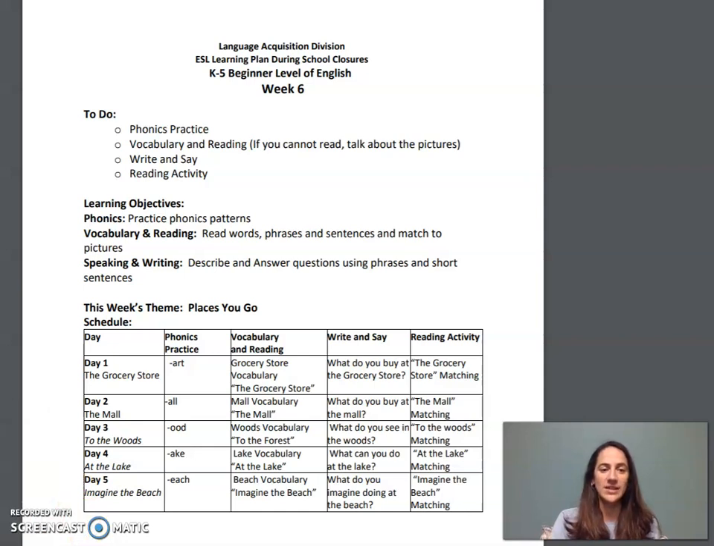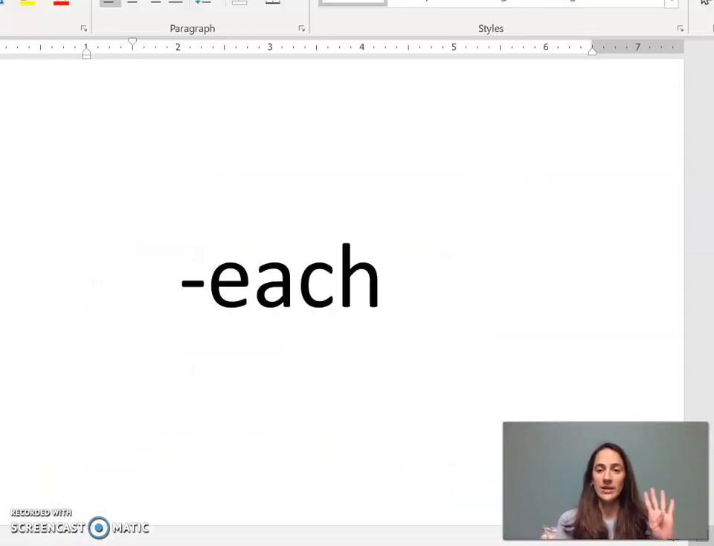We're starting today with 4 letters. They are E, A, C, H. I have 4 letters, but I hear 2 sounds. E, ch. Please repeat after me. E, ch. Good, let's put it together. The sound is each. Excellent.